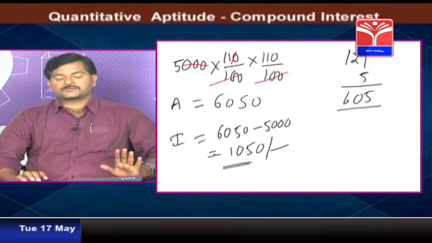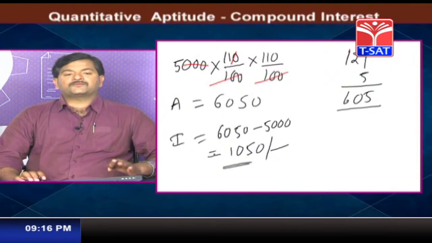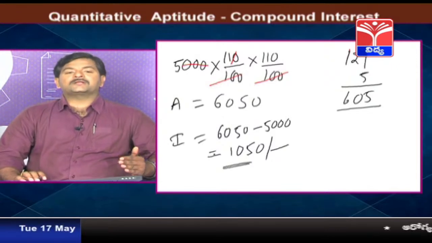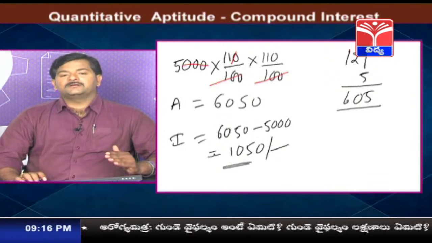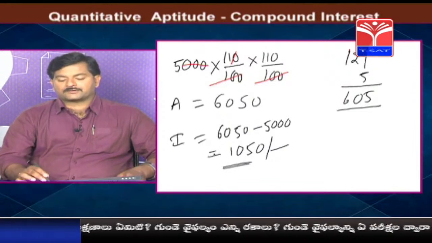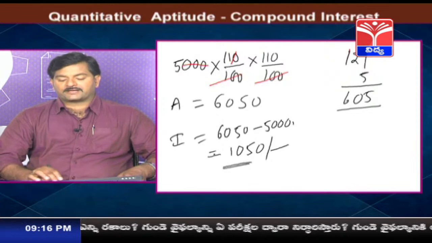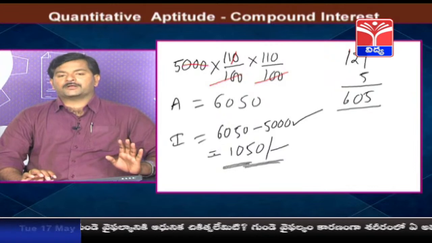I repeat this concept. If you are asked to find interest, first of all we have to find out the amount. So the amount I am getting is 6050. After getting the amount, he asked to find out the interest. So my final answer is 1050 rupees. I hope you understood. In question number 1, he asked you to find out the amount, but in question number 2, he asked you to find out compound interest.